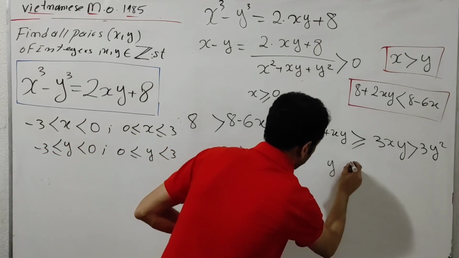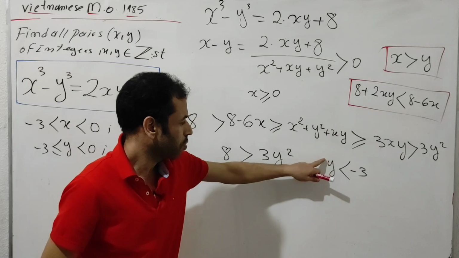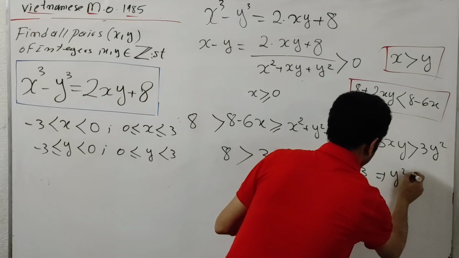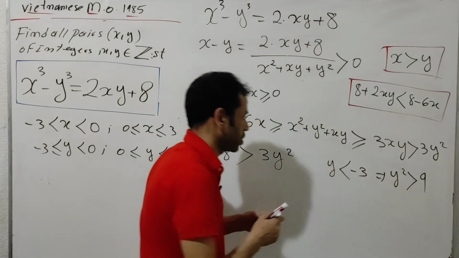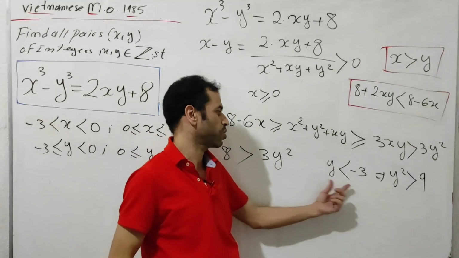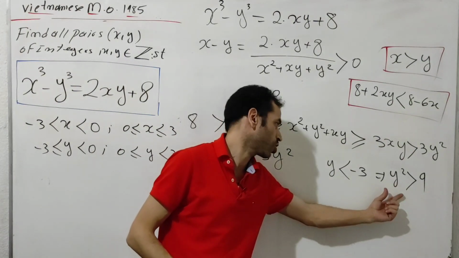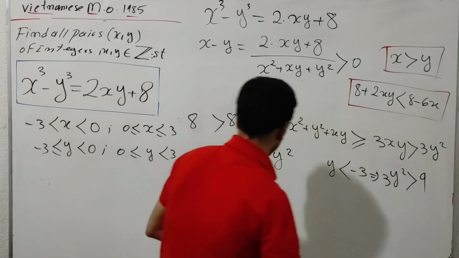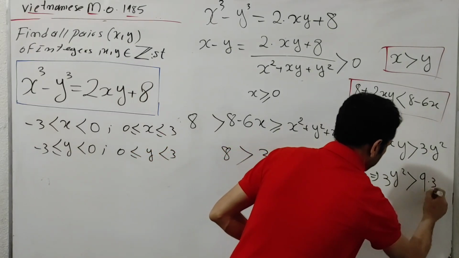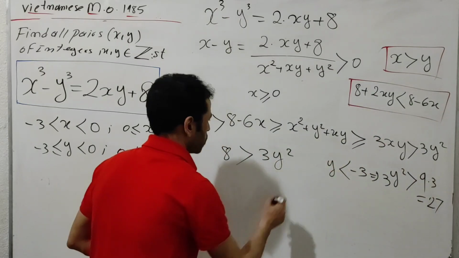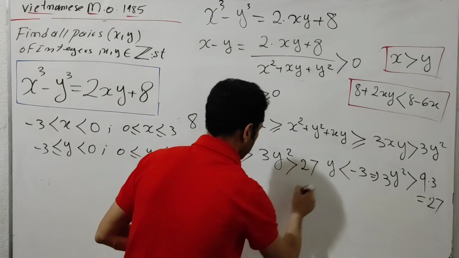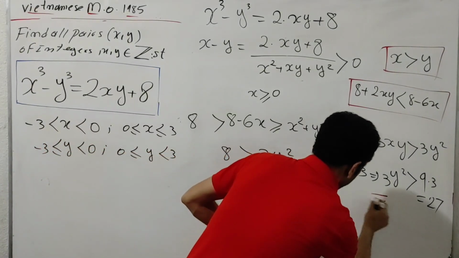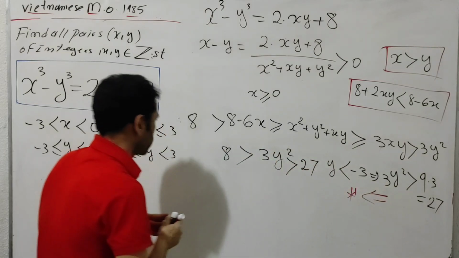But we have y strictly inferior than minus 3. By taking the square of these two terms, I will get y squared is strictly superior than 9. Because y is a negative number, the inequality flips direction. By multiplying both sides by 3, I will get 27 here. That means this term is strictly superior than 27, which is a contradiction.